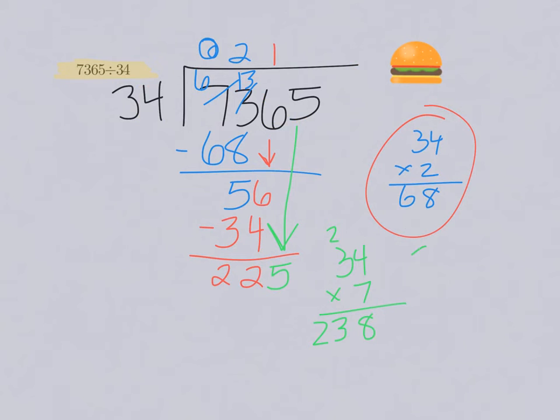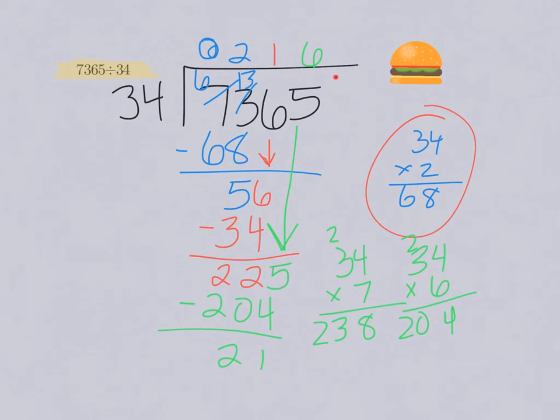But now I'm in the right area. I know that I can go and do 34 times 6, and this will be the correct answer. 6 times 4 is 24. 6 times 3 is 18. Plus 2 is 20. So if this can go in 6 times, I'm going to subtract 204. This would be 21. Okay, and I have no more numbers. I'm all out up here in my dividend. So that means I'm going to have a remainder.